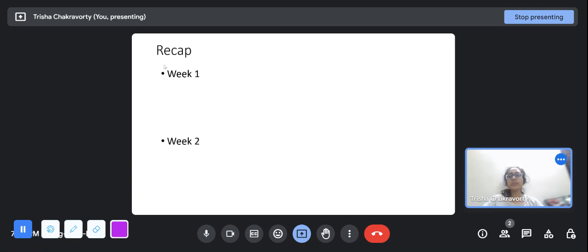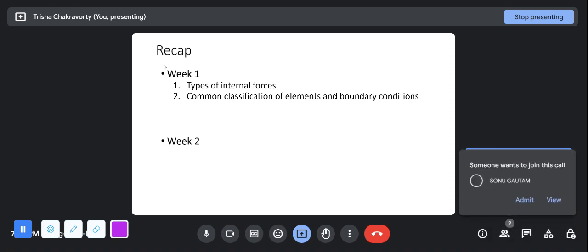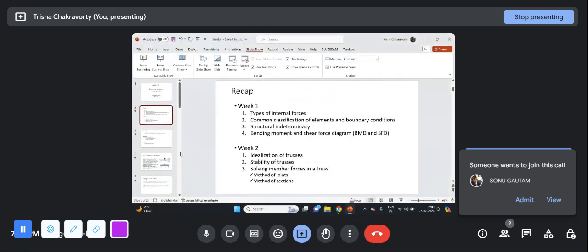We start with a brief recap of the weeks so far and what we have covered. In week 1, we looked at the basic types of internal forces, which is bending moment, shear force, torsional moment, and axial force. And then at the common classification of elements and boundary conditions. Commonly real life structural elements are classified as beams, frame elements, trusses, based on the kind of idealization we do for each of them. And boundary conditions can be hinge support, fixed support.